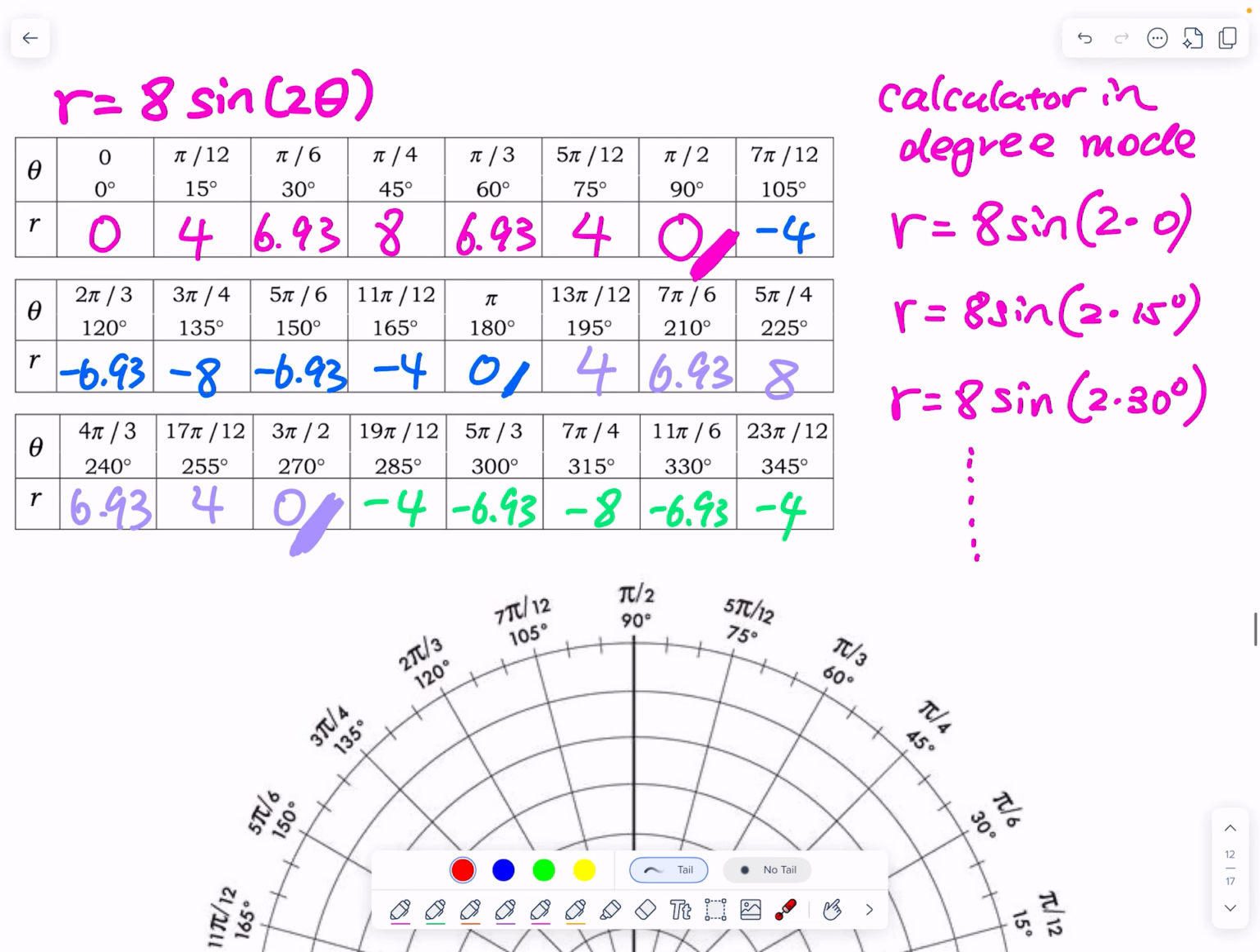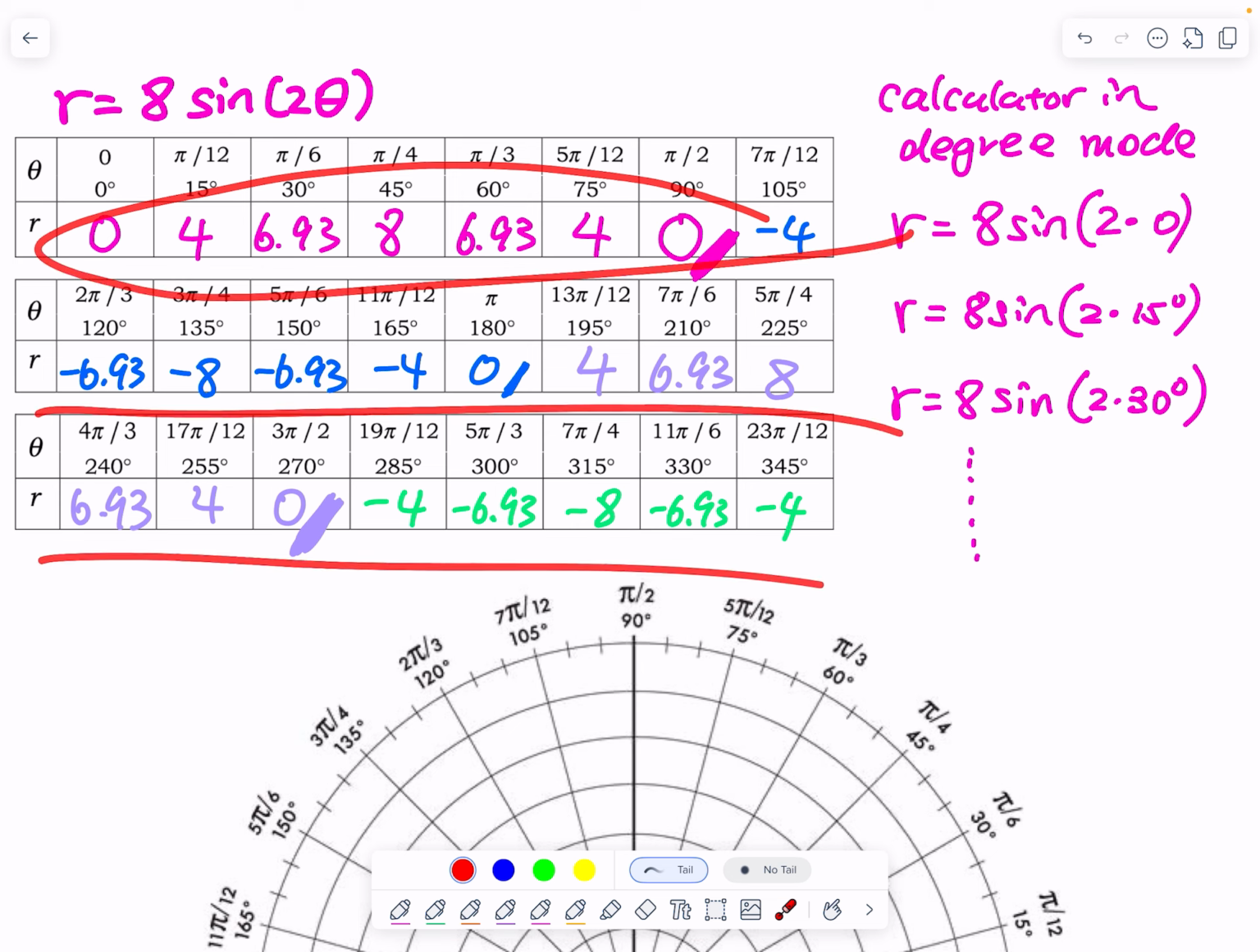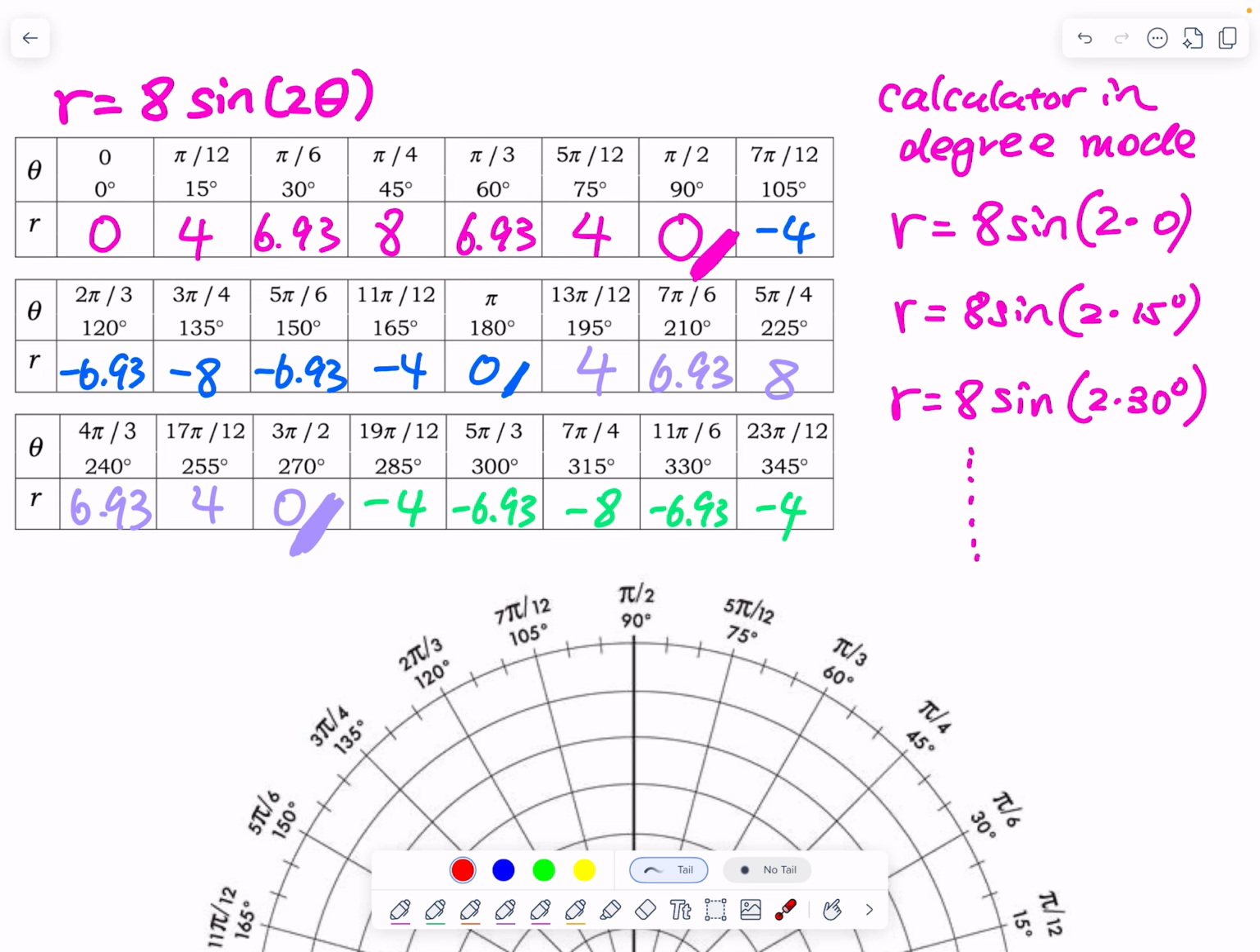And then to get this table of values, the most fundamental method is you set your calculator in degree mode, and then you can start plugging in theta in degrees. So 2 times 0 degrees, 2 times 15 degrees, 2 times 30 degrees, and then you round your answer to fill up this table. And then we will plot the points and connect them.